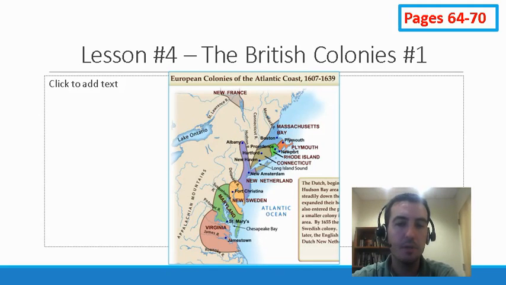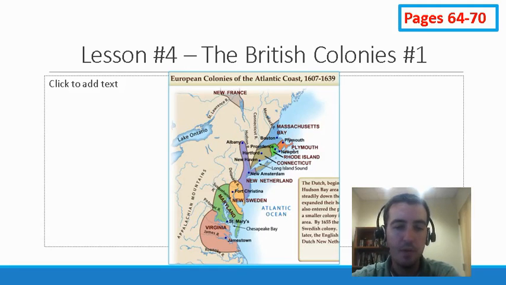So we're going to focus, and especially since the United States is derived from the British colonies, we're going to focus a lot on the British and how they settled North America to better understand how it evolves into the United States that we know today.